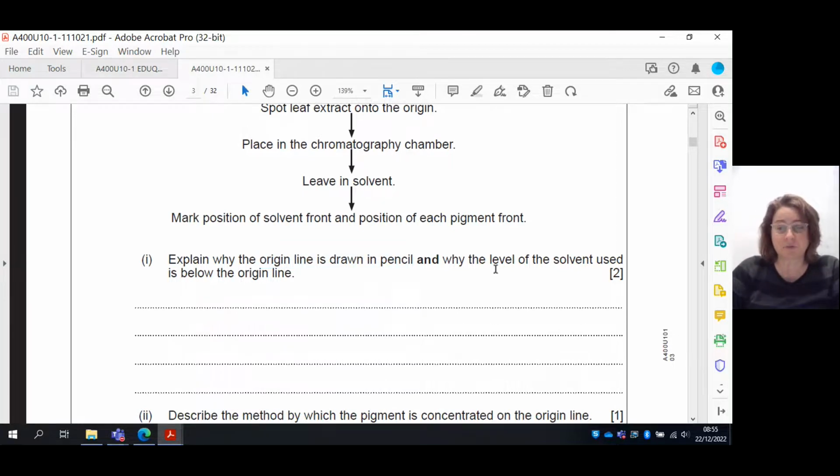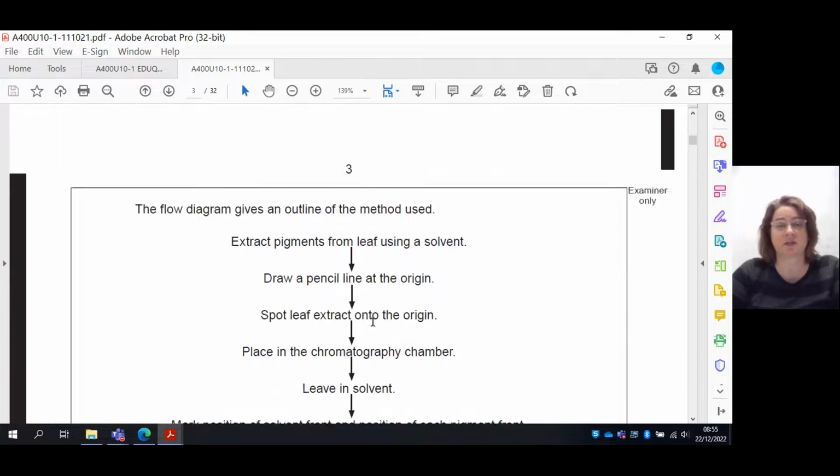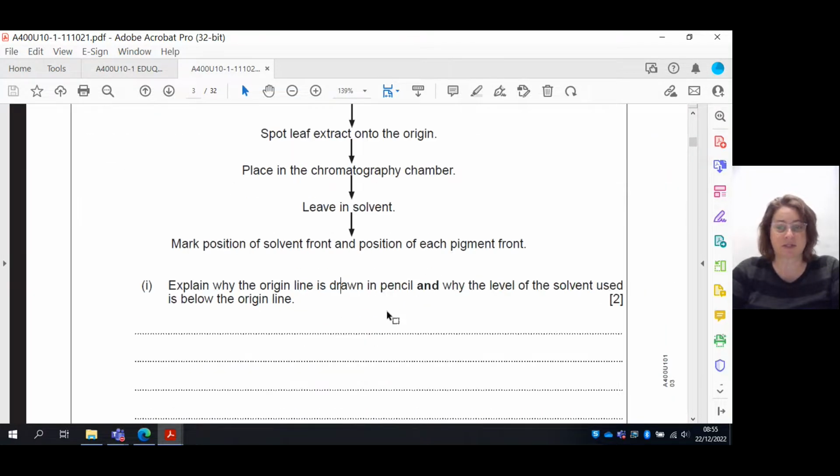Your second mark: why is the solvent line, literally the solvent itself, below the origin line? Think of where you are spotting. Where do you spot the leaf extract? Onto that origin line. If the solvent was actually already there, then all that spot would do is dissolve downwards into the fluid level. It would go from that spot downwards and just dissolve into the solvent. You've got no dot or no pigments that are ready to rise. So that needs to be expressed in your answer there.